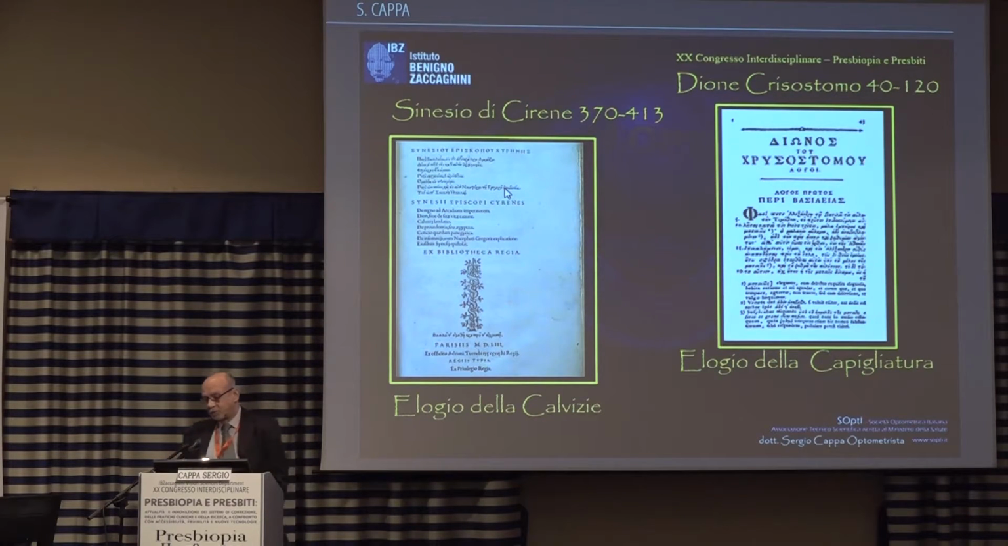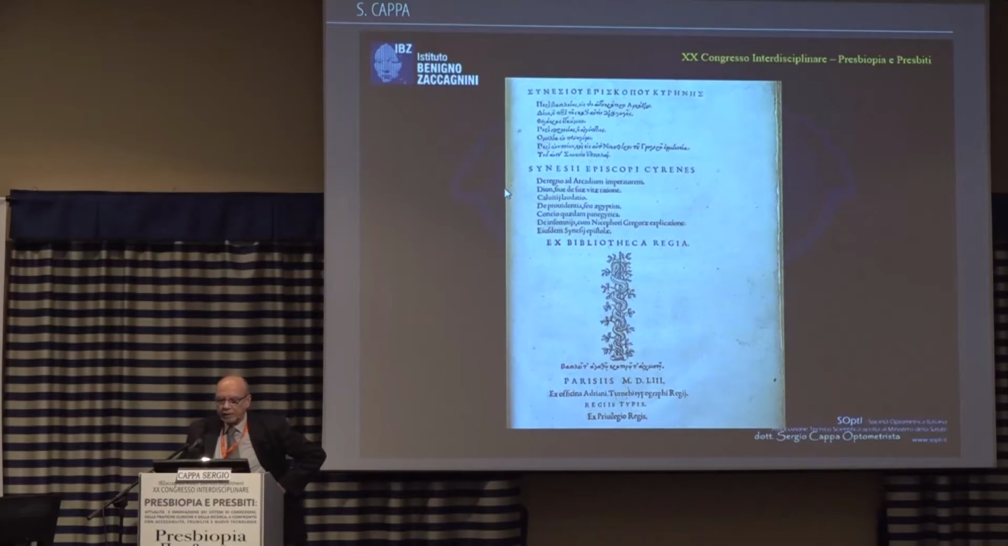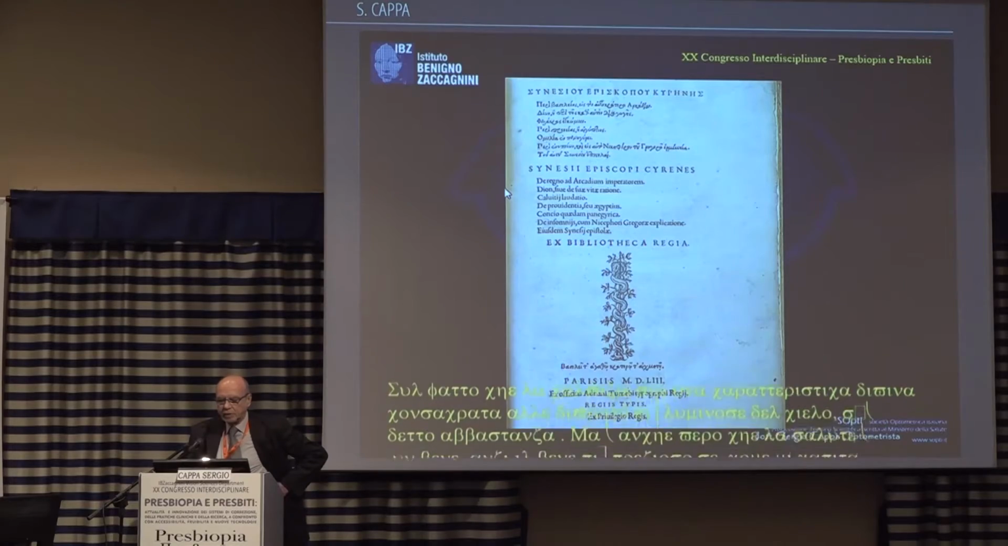To pay homage to the Greek origin of the word presbyopia, I checked out what people would say in Greece in the old times. Dio Chrysostom, 1 century after Christ, in Turkey, wrote in praise of hair. Instead, Synesius of Cyrene, Cyrene is in Libya, where the boats leave to reach Italy with the migrants, 1 century later, wrote the eulogy of boldness.